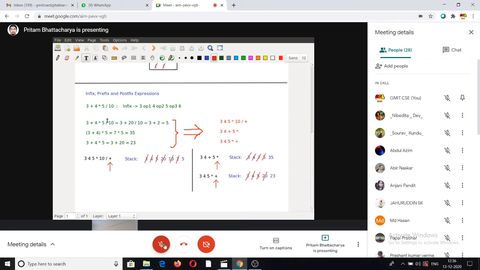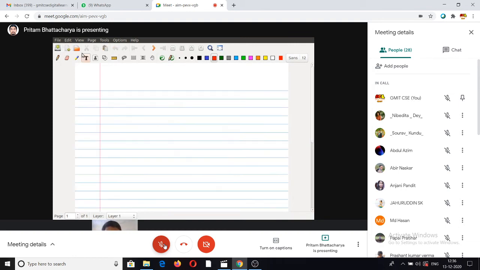This, let's say, 3 plus 4 into 5 by 10. So this is without parentheses. First let us understand the logic without parentheses, and then we'll also do one more example where we have an arithmetic infix expression with parentheses. Okay. So I am moving on. I'm just opening a new board.